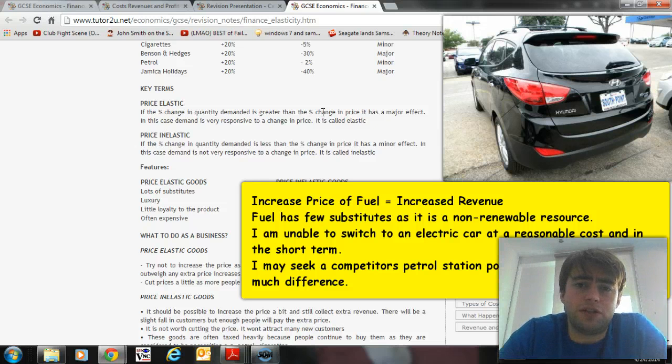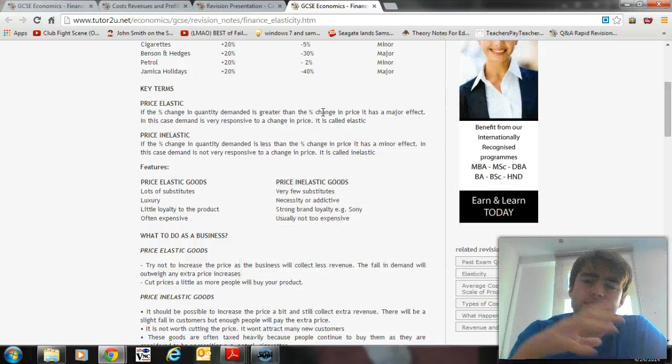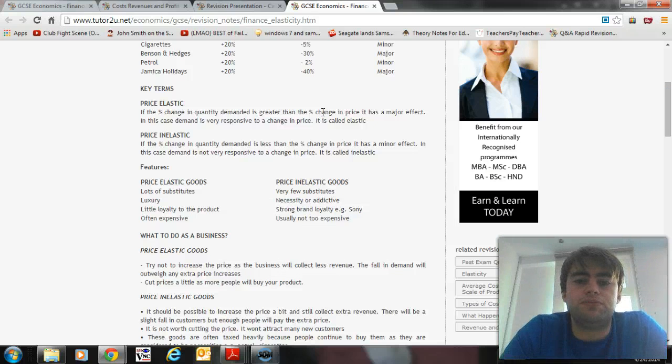So that is relatively price insensitive. If the price of fuel doubled, I would still have to buy it, in the short term at least, as much fuel as I'm using. As a result of that, revenue for Dubai would increase because they've increased the price and they're selling reasonably the same number of units of fuel, and therefore the revenue would go up.